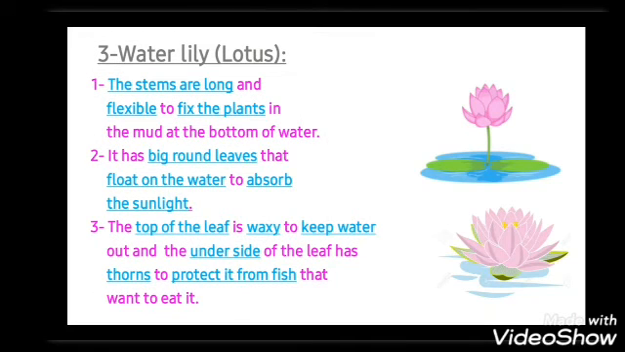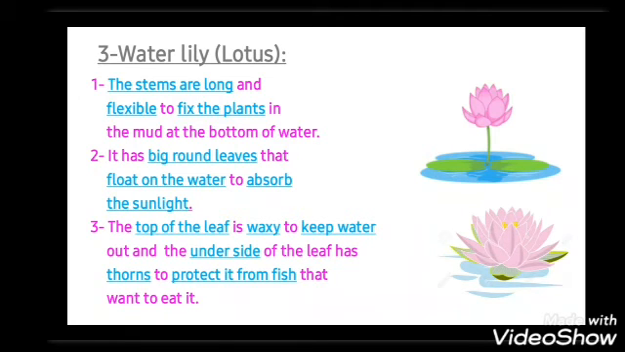You have to know that the top of the leaf is waxy, okay, to keep water out. But the underside of the leaf has thorns to protect it from fish that want to eat this plant. So you have to know that the purpose of each plant's trait, okay, is to help the plant to be alive or to survive, not to be eaten by the animals, not to be eaten by the fish, like the water lily that lives in water, okay, junior 3.